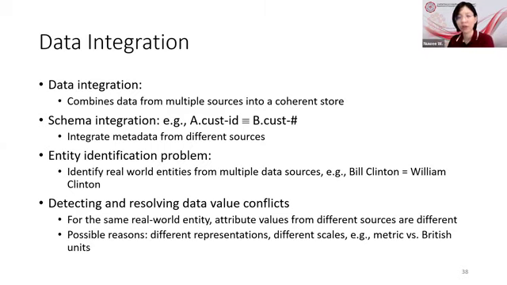For example, you have two tables, A and B, right? And then in A, you have customer ID. And for B, you have a different name, but you know that it's actually identical. The equal sign with 3 lines here means identical. So B.cust number and A.cust ID are actually the same thing, identical. So once you look at the schema, you try to integrate the metadata from different sources like this.